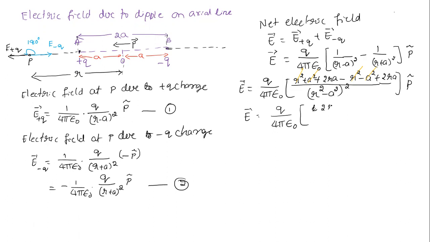I'll write 2R into 2A. Can we write 2R into 2A, 4RA, divided by the denominator as it is, (R square minus A square) whole to the power of 2 into P cap. Why am I writing this? The simple reason is, look now, this 2A multiplied by charge will give us the dipole moment. Yes or no? P cap, right? P vector, right? That's the main reason I'm writing like this. There is no other intention.